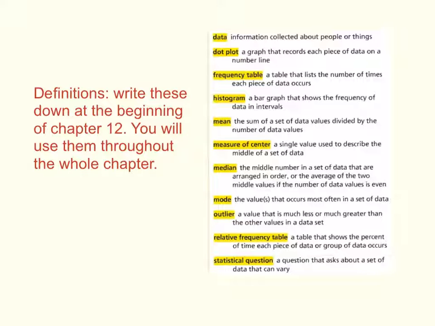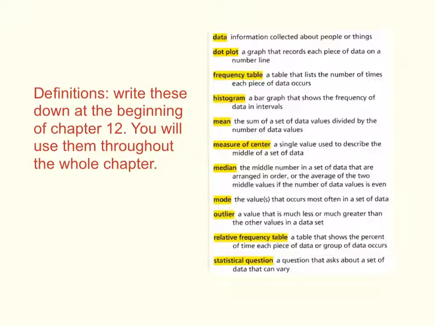Okay? So we're going to learn about data. Now this word can be said data or data. Sometimes I say it either way. Okay? It is information collected about people or things. So if we find out what is the eye color of all the students in our class, that's data. If we find out how old are the people in Mrs. Price's class, that's data. It's information that we collect about people or things.